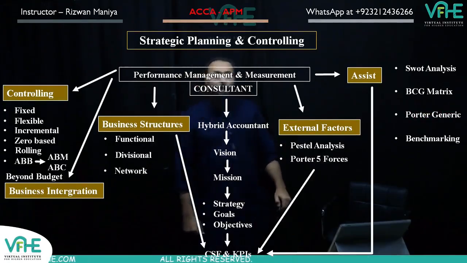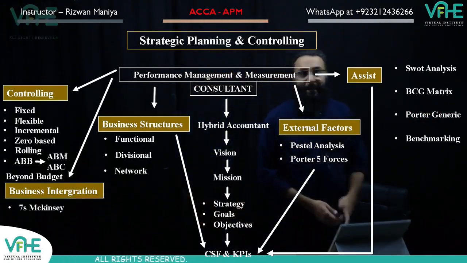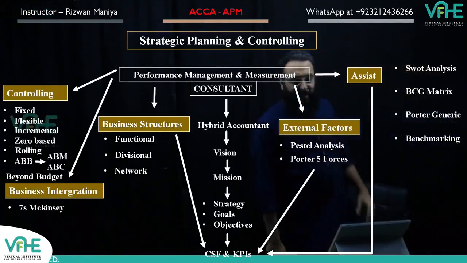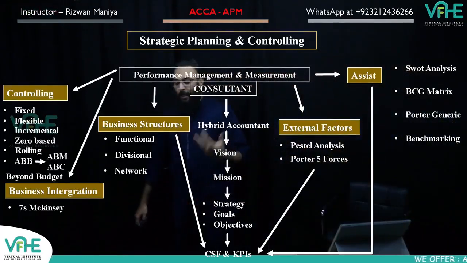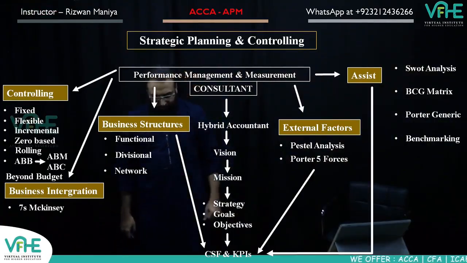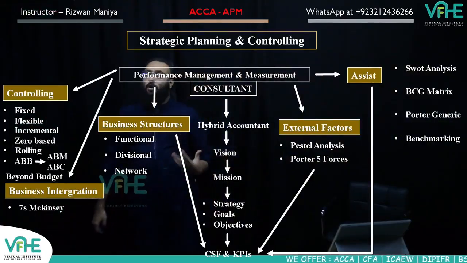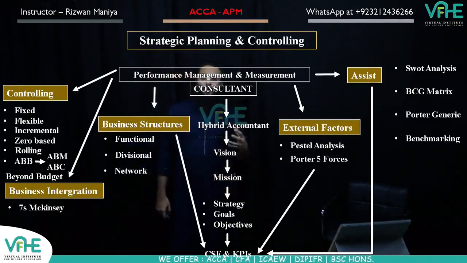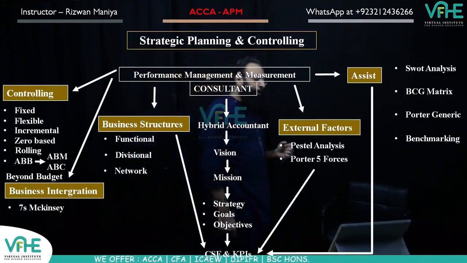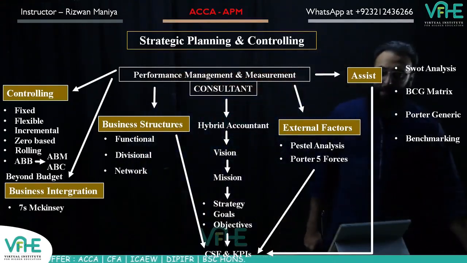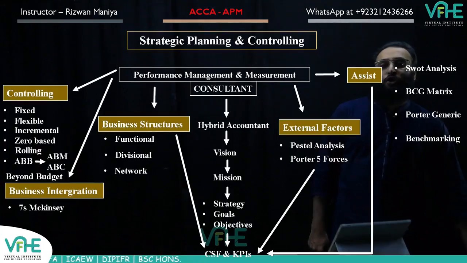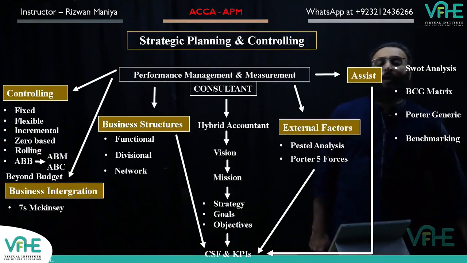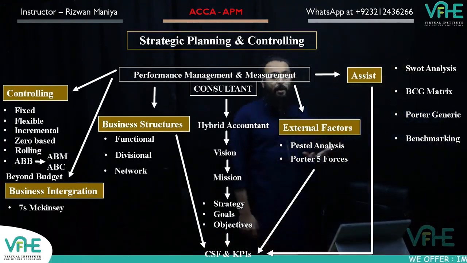So if I start with the first one here, and that is McKinsey 7S model. Now what is McKinsey 7S model? McKinsey 7S model basically is a model that focuses on 7 factors. 3 are the hard factors, 4 are the soft factors. Now, through hard and soft factors, what is needed to be done?